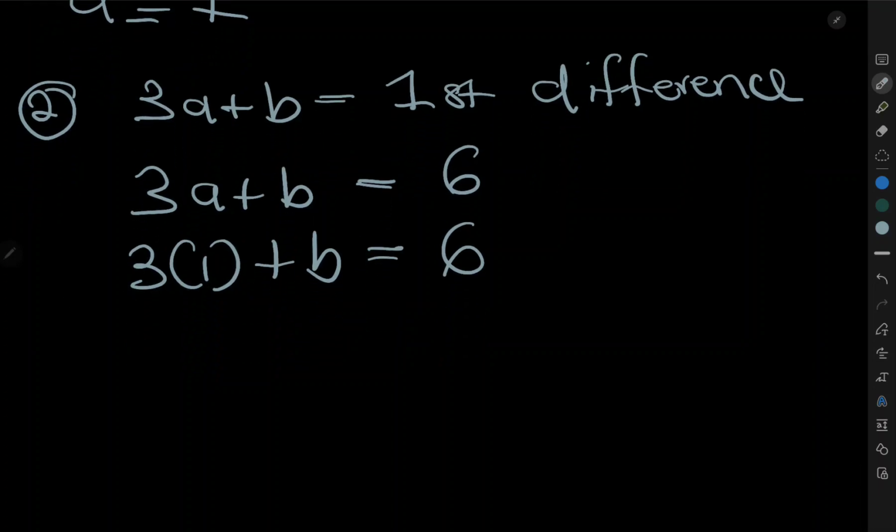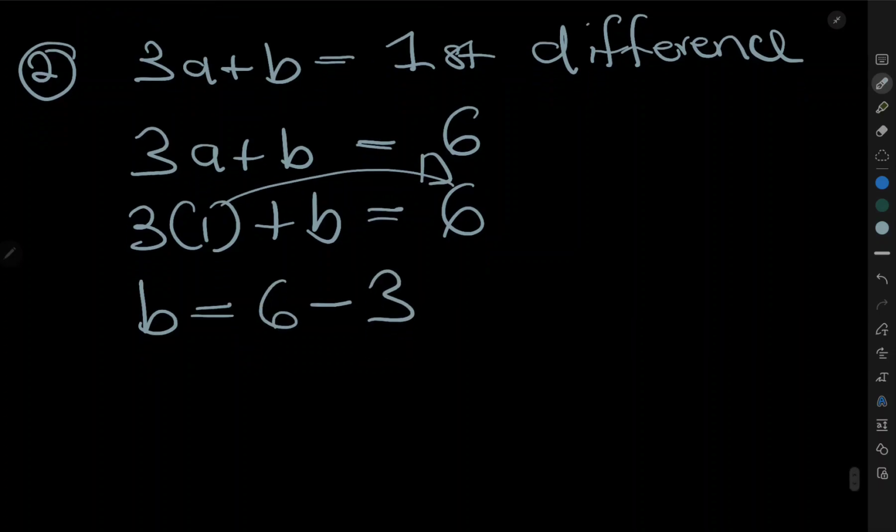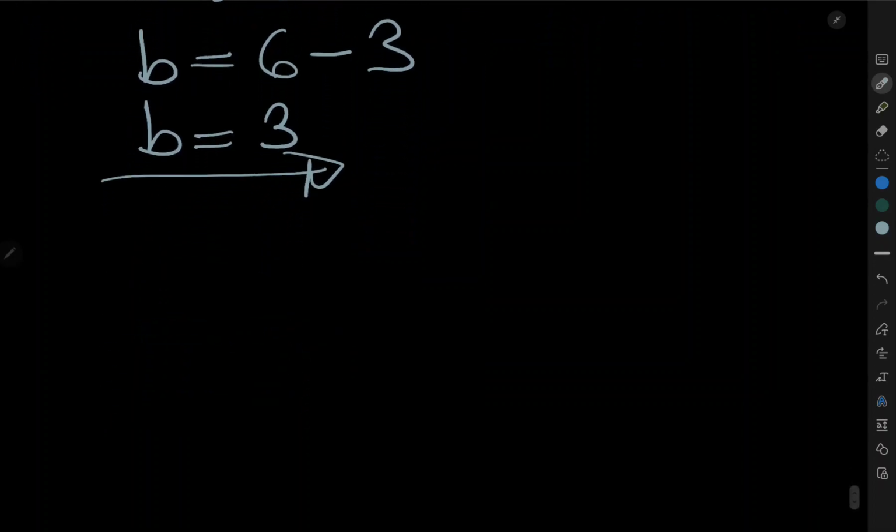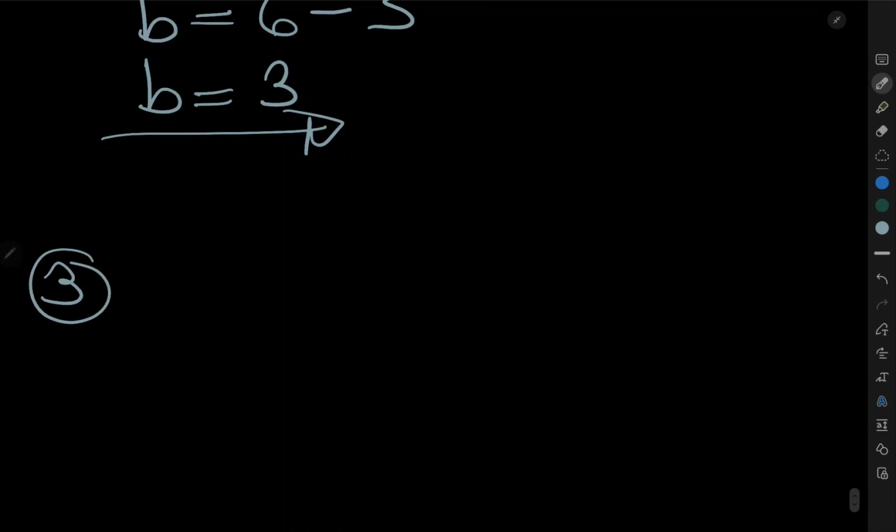So we know that 3 times 1 is 3, and we're just going to transpose that, meaning take it to the other side, and that will be 6. And if you take it to the other side, it will obviously change signs. So we have 6 minus 3, and B is equal to 3, right? So now that we've done that, we need to find the value of C.